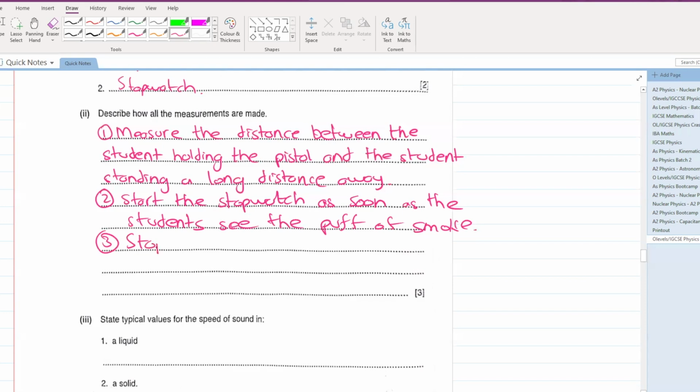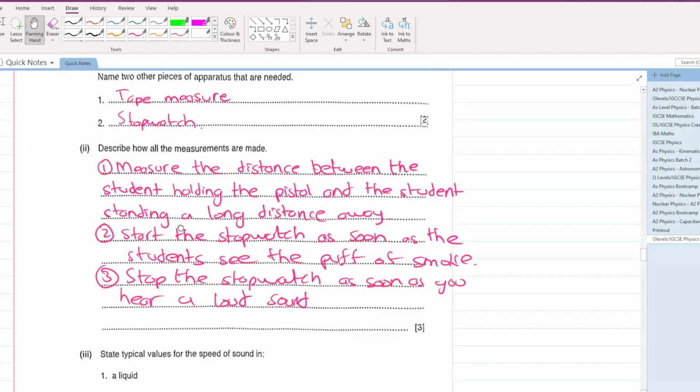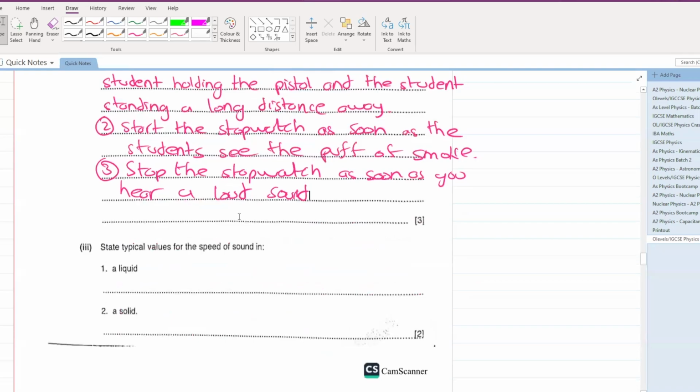Third key point. Stop the stopwatch as soon as you hear a loud sound. Is it a loud sound or is it something else? Let me see. As soon as you hear a loud sound. Yeah, that's correct.